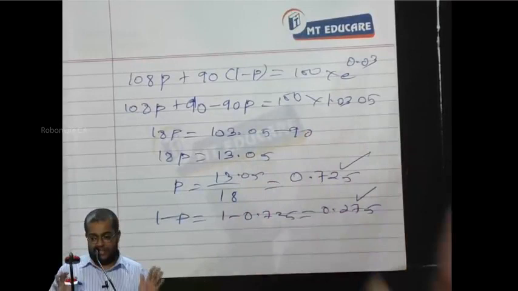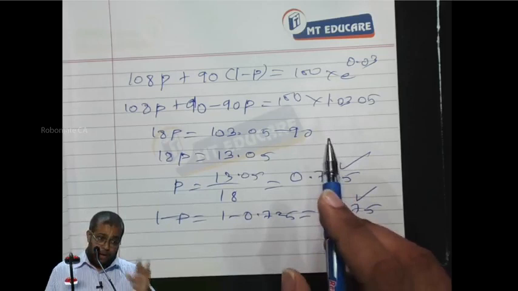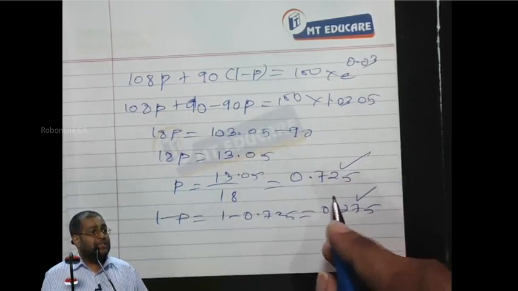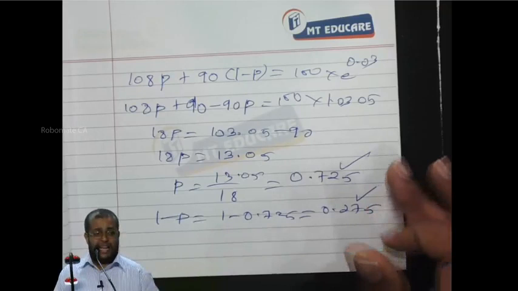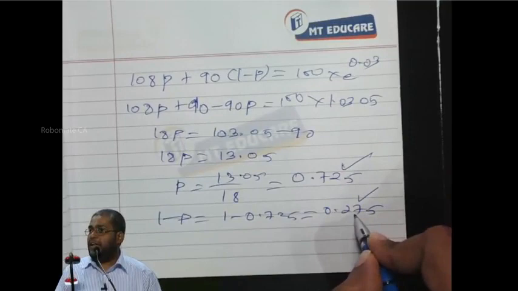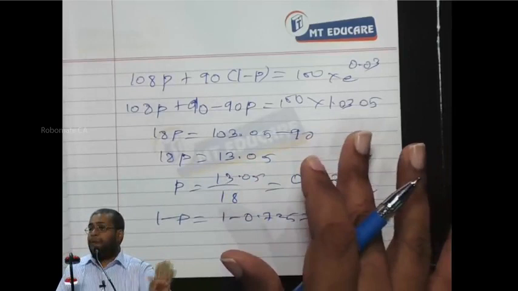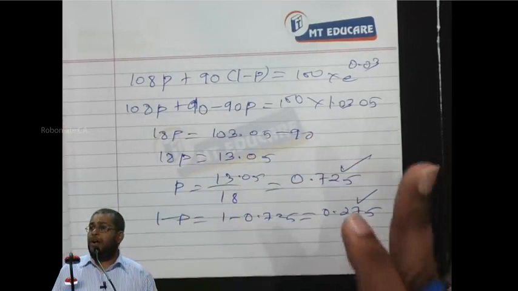See, a risk neutral person, had he assigned a probability, he would have assigned 72.5 and then 27.5. He will not assign, but if he has assigned probability, 72.5 and then 27.5 probability to get this 103.025. So this is not the real probability of the share price. It is called the risk neutral probability. Now I'll do the reverse discussion.